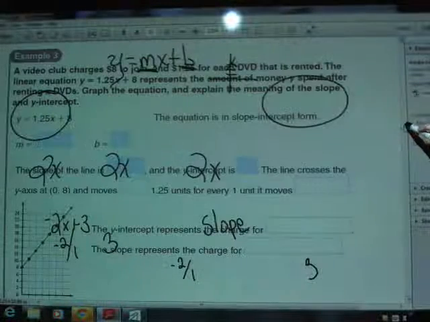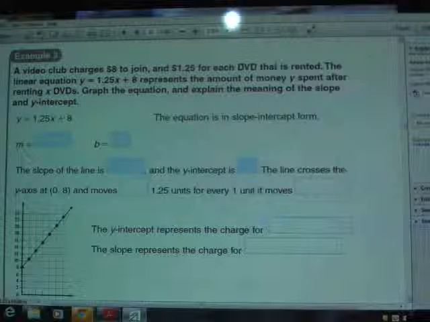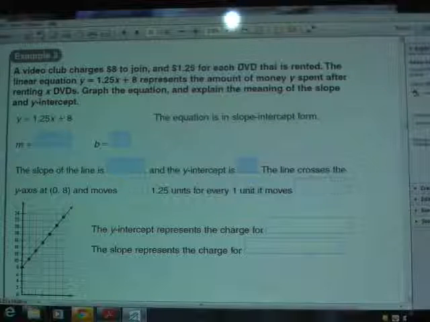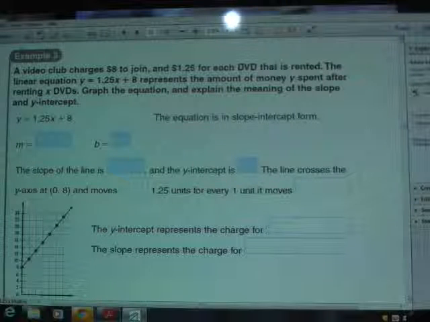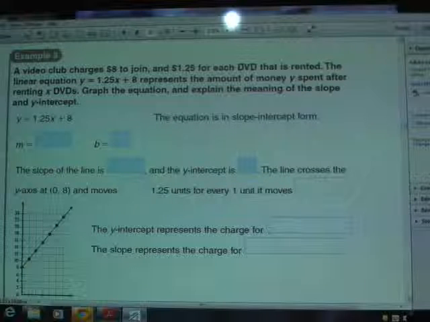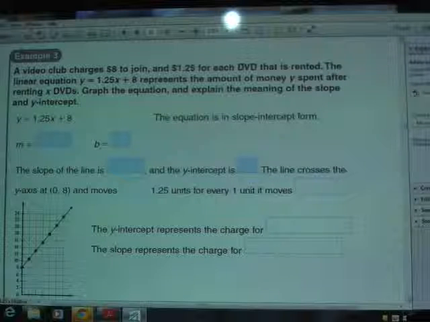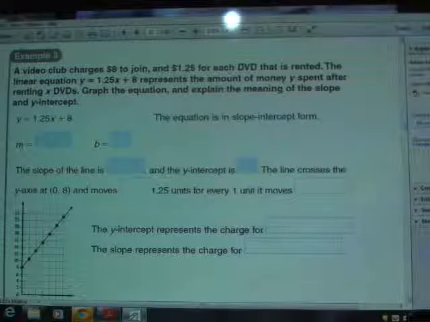All right, let's go ahead and take a look at the next question here. It says a video club charges $8 to join and $1.25 for each DVD that is rented. The linear equation y equals 1.25x plus 8 represents the amount of money y spent after renting x DVDs. Graph the equation and explain the meaning of the slope and the y-intercept.